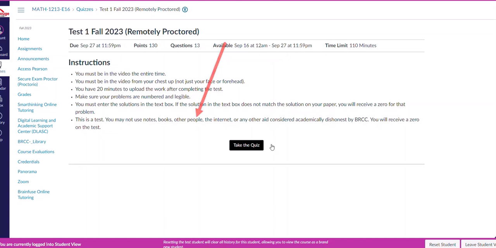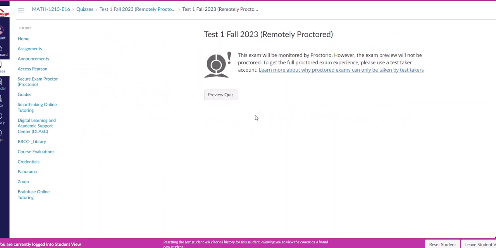Alright, so then you're going to go ahead and take the quiz. And remember a while ago you said that if it says access code required, that means you did something incorrectly. You did not download Proctorio. So just make sure you go here to click on Secure Exam Proctor, Proctorio, if you do get that message that says access code required.